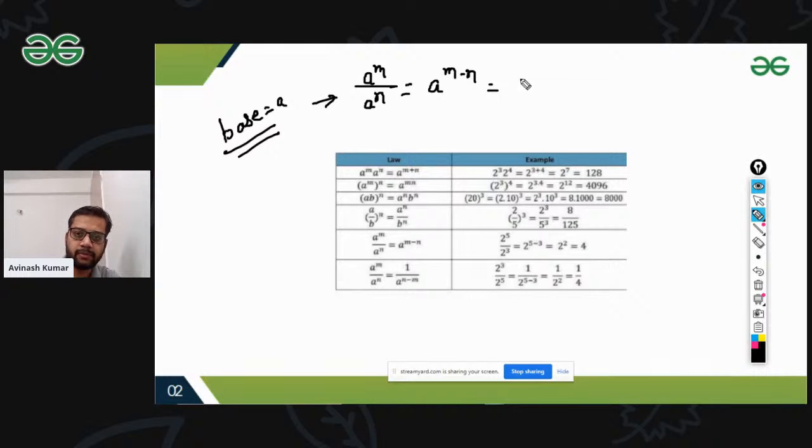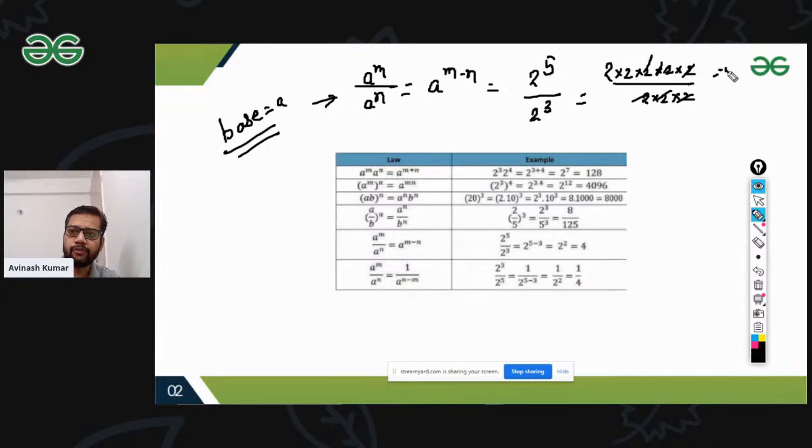If I'm going to take an example on this, 2 to the power 5 upon 2 to the power 3. If I'm going to solve this the layman way, this will be written as 2 into 2 into 2 into 2 into 2 upon 2 into 2 into 2. So this will cancel, this cancels. So 4 will be our answer, right?